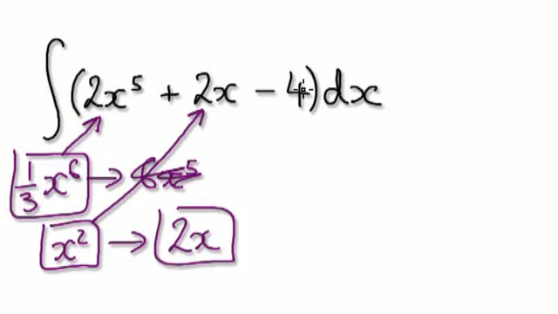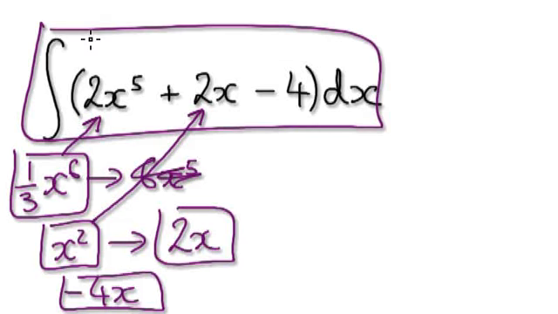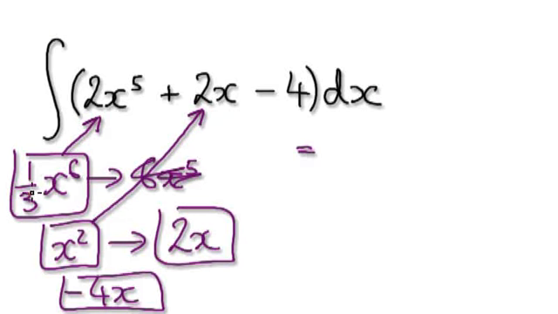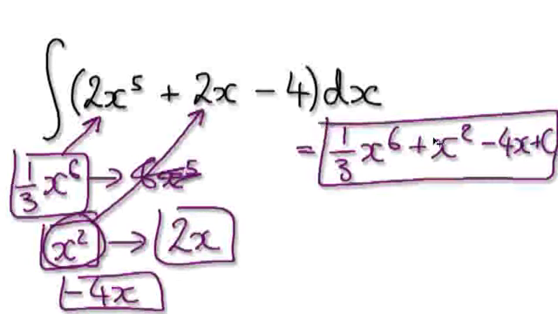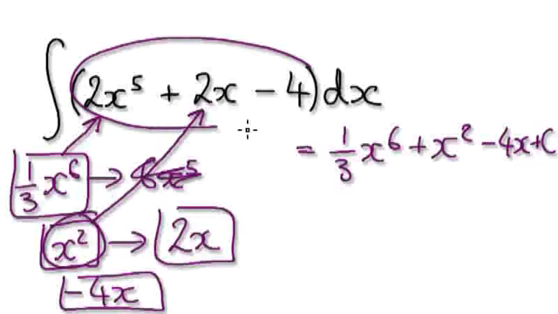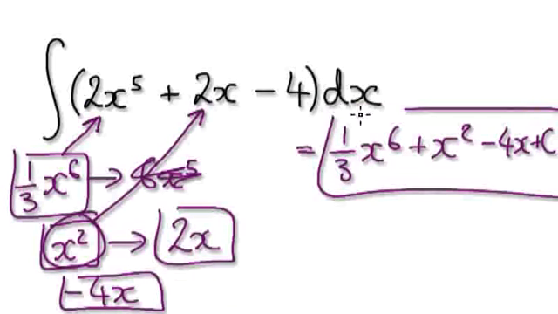And now, well, this here is quite easy. So it's going to be minus 4x here. So the answer to this will be a third x to the power of 6, and then plus x squared. That's this bit here, and then minus 4x, and then plus c. Okay, so if you differentiate this whole thing with respect to x, then it will give you this thing here. Okay, so this here would be your answer.